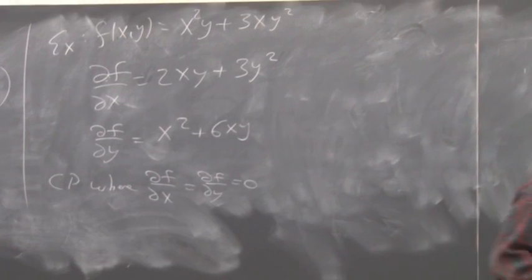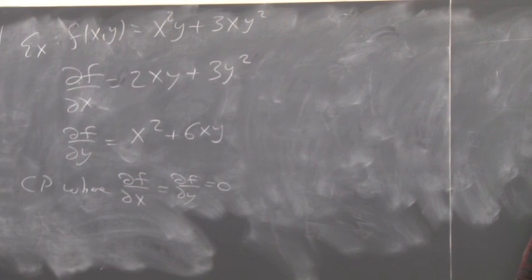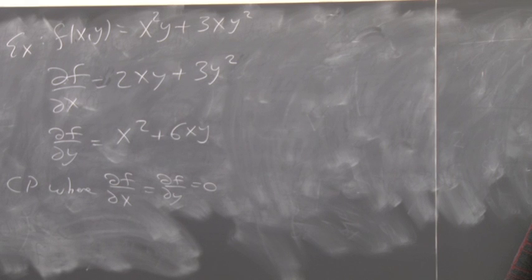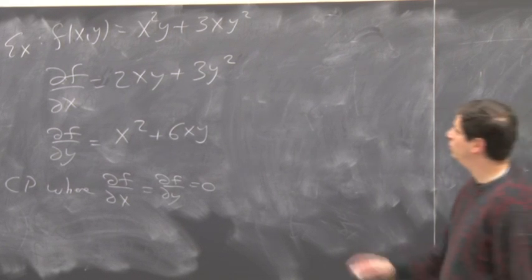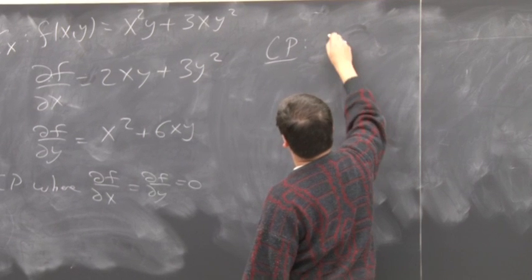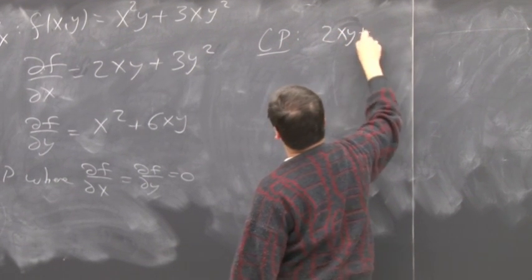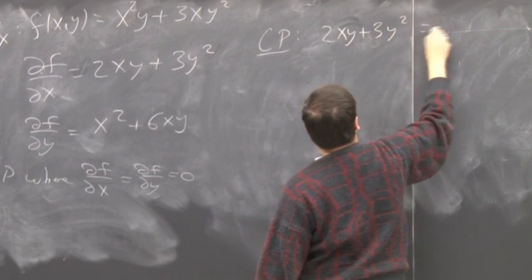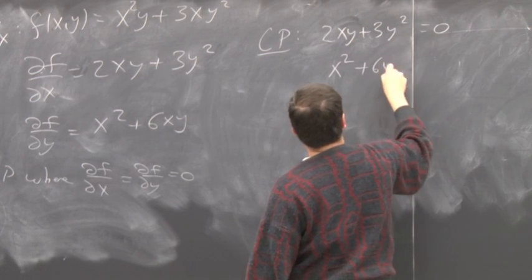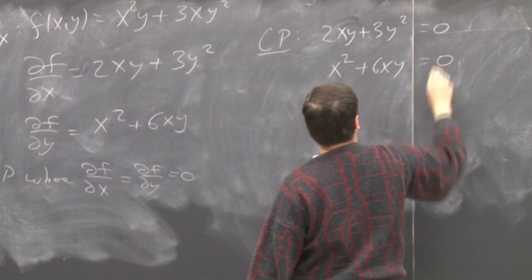We have sadly finished the entire calculus part of this problem. From this point on, it's now an algebra problem. Okay? So the critical points, we have the following. We have 2xy plus 3y squared equals 0. And we have x squared plus 6xy equals 0.